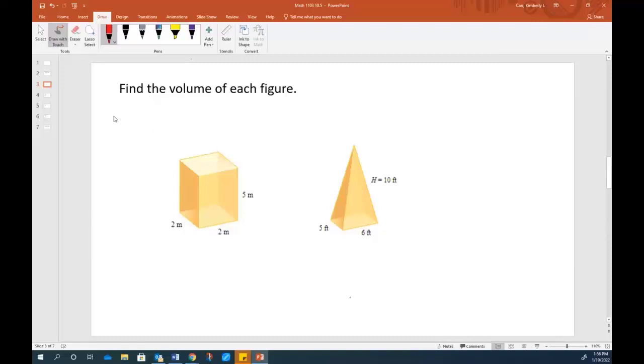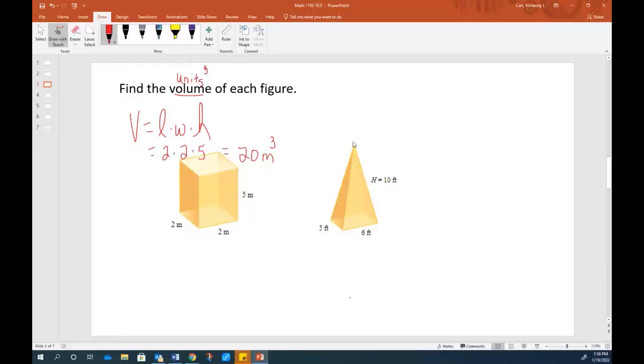So if I'm going to find the volume of this one, volume of a box is the length times the width times the height. So I've got 2 times 2 times 5, and 2 times 2 is 4, 4 times 5 is 20, so this one is 20, and it's meters cubed, because anytime you're doing volume, you're going to have the units cubed. So look for those 3's, okay?